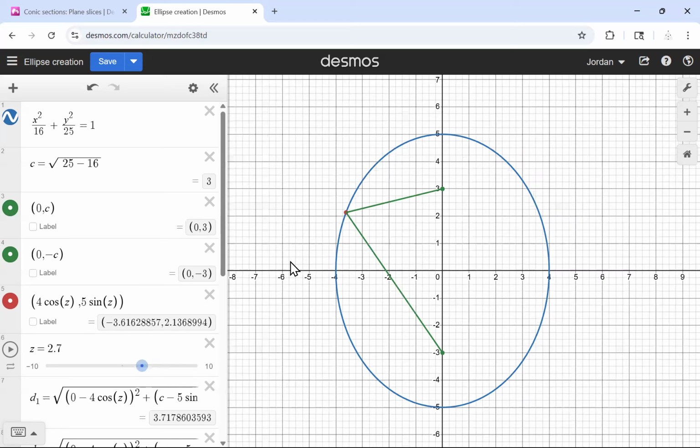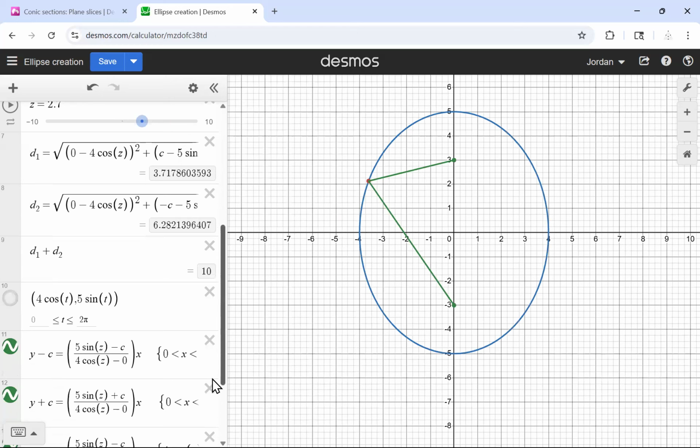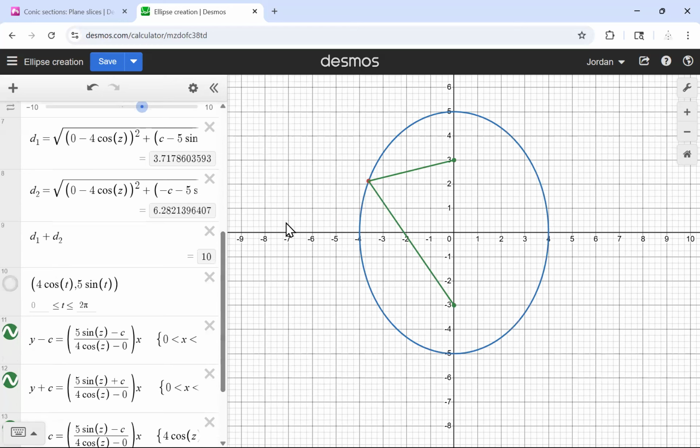However, a really interesting thing happens to the sum of the two distances. When I add these two distances, I end up getting a sum which is 10. So for this particular point, it looks like the distance from the first focus to that point is about 3.72, and the distance from the second focus to the point is about 6.28. If I add those two up, I get a 10.